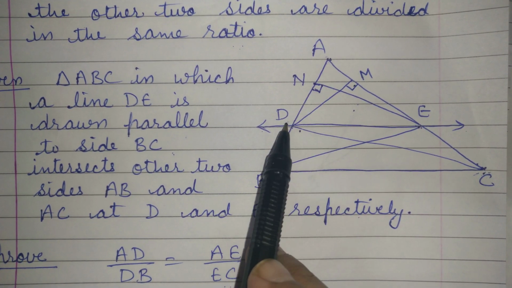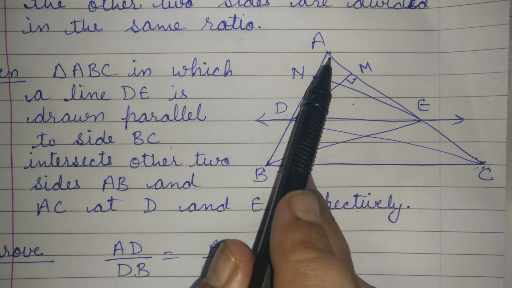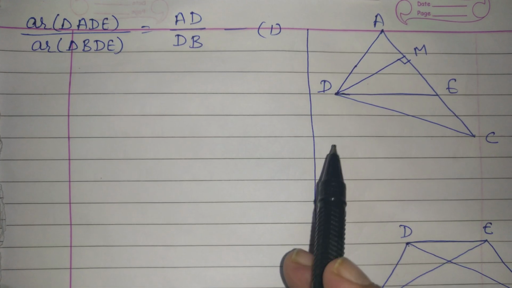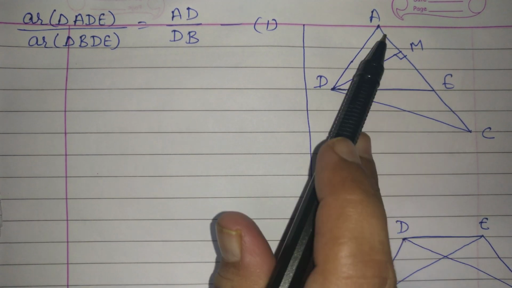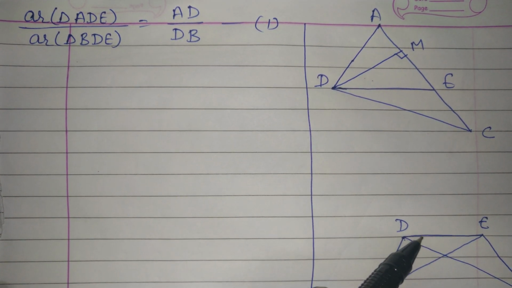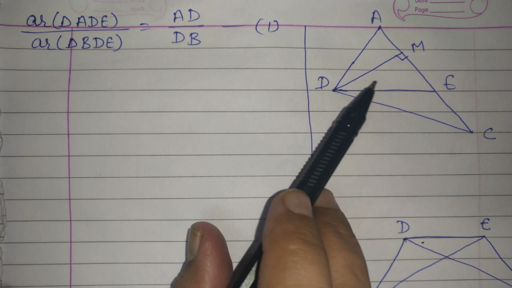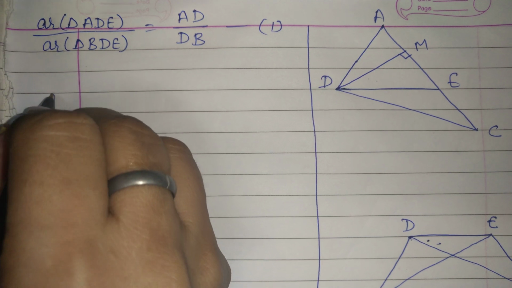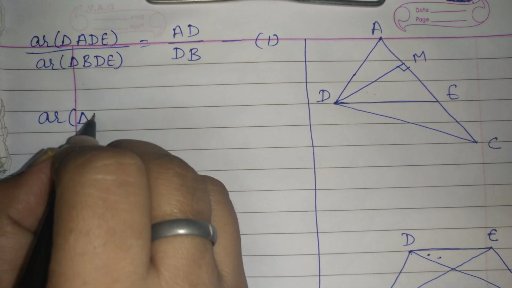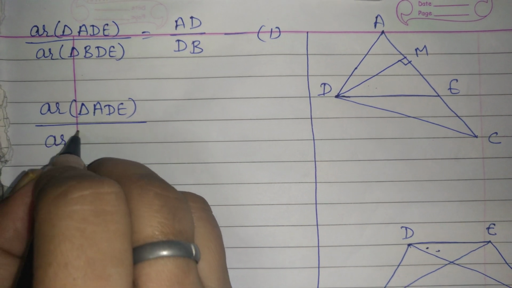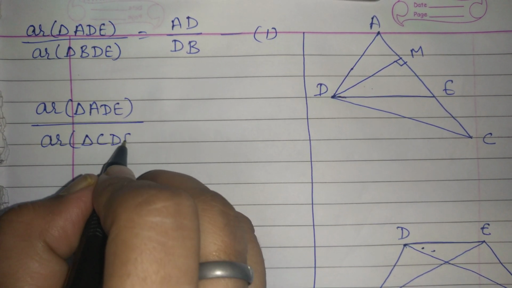Now we will take the ratio of area of triangle ADE and area of triangle CDE. I have drawn these two triangles also separately. These triangles I have drawn just for the understanding, no need to draw in the examination. So let us take area of triangle ADE upon area of triangle CDE.